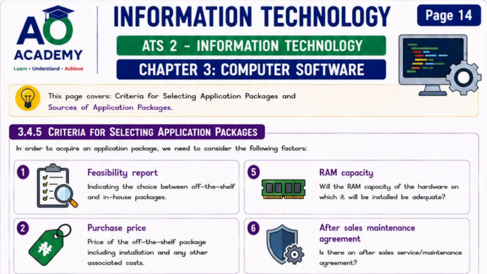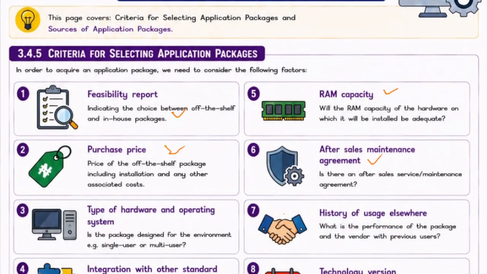Number one, feasibility report. That is, you have to indicate the choice between off-the-shelf and in-house package. You have to do your research. Which one is better? Should we just hire a developer to develop the application for us, or should we just buy it and be paying some fee? Okay. Then purchase price is also another criterion that you should consider. RAM capacity, that's the memory capacity. Maintenance agreement, types of hardware and operating system required.